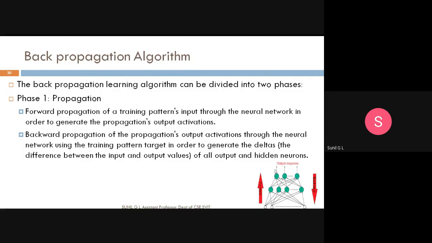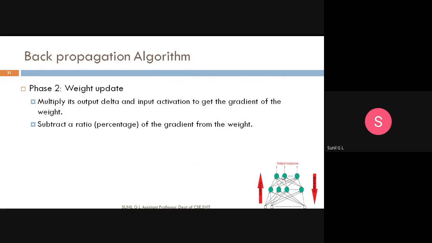The output of the output layer will be the input to the hidden layer, and the output of the hidden layer will be the input to the input layer. So we come in reverse. Like that we need to minimize the error between the target value and the expected output of our model.